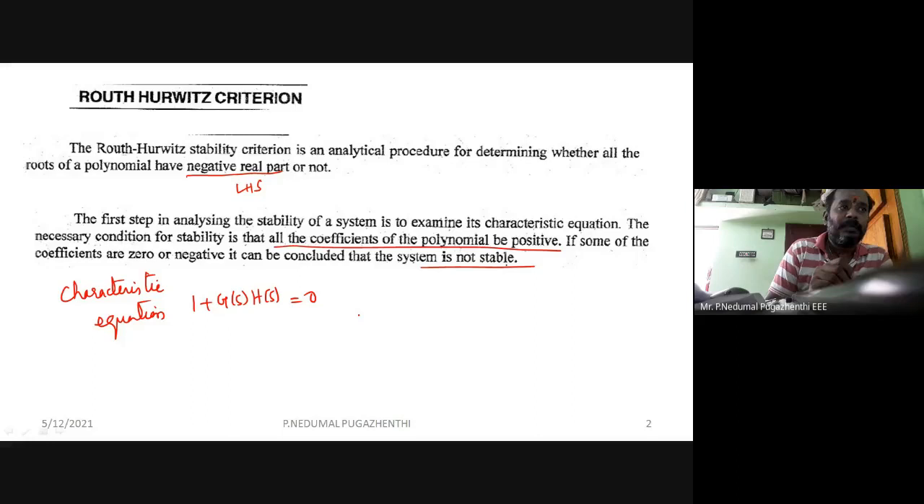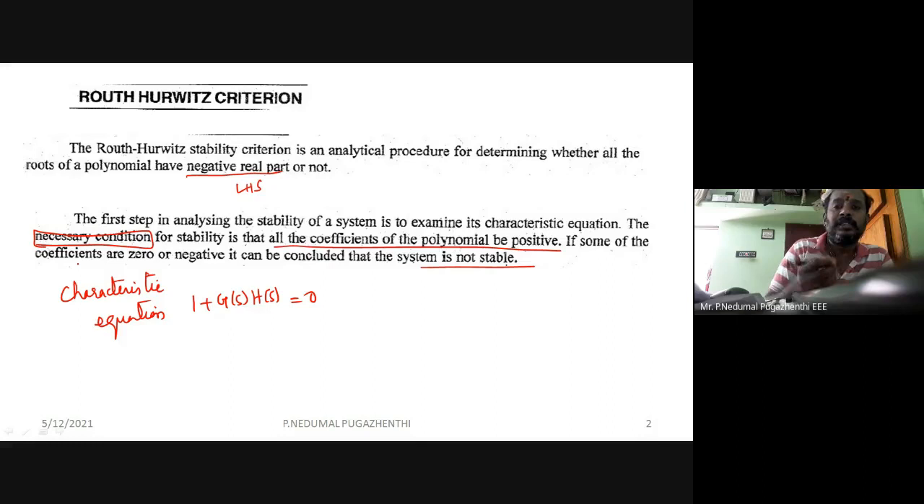If it goes the other way, that is, some coefficients are not there, or some of the coefficients are negative, then you can conclude that the system is not stable. This is your necessary condition. The second stage is you have to go for a sufficient condition.